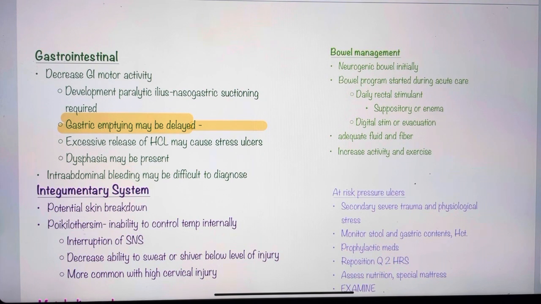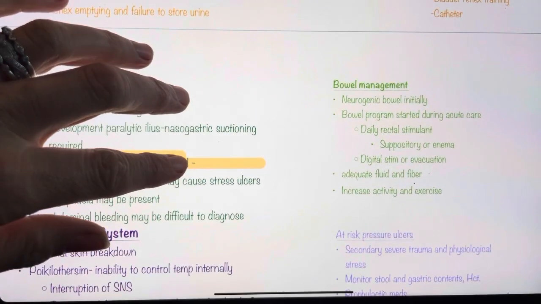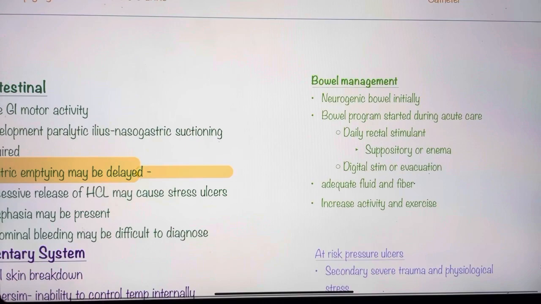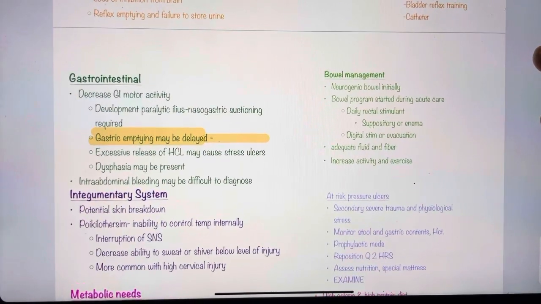We also want to get them on a bowel management program, kind of like the bladder. Initially, these patients will have the neurogenic bladder, and so you want to then start them on the bowel program, and that's during the acute care. There will be daily rectal stimulation, which would be a suppository or enema to help with stimulating the bowels and releasing of stool. It also may be necessary to do a digital stimulation or evacuation of feces, since the muscles just really aren't working for these patients. It is also important to have adequate fluid and fiber intake for these patients, and if possible, to increase activity and exercise, even if it's passive range of motion.